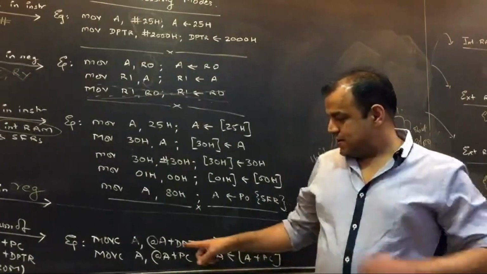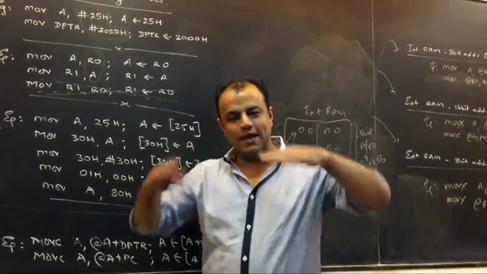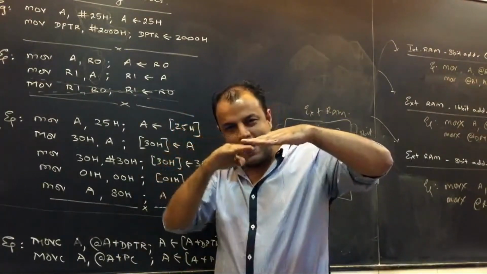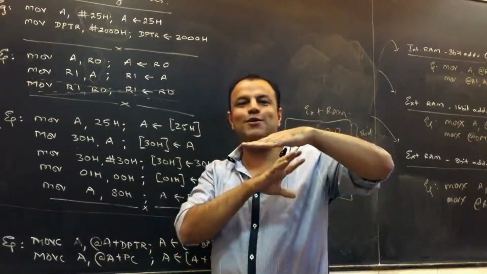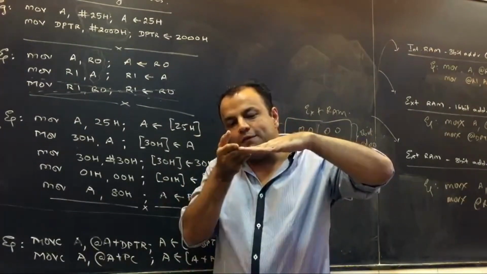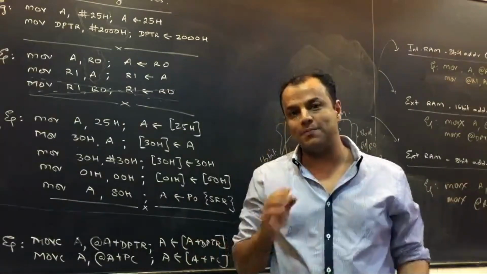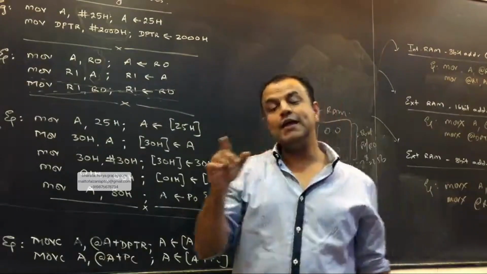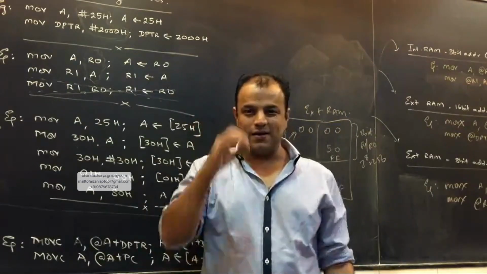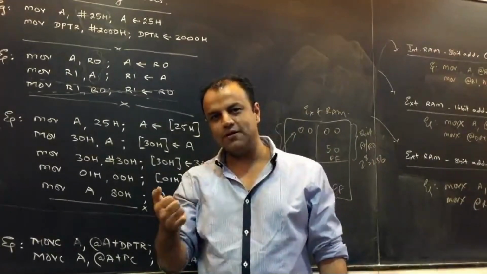When you do A plus DPTR, you get an address. If the address is 1000 and more, it will work on external ROM, because 1000 and more has to be external ROM. If the address is less than 1000, then depending upon the signal EA bar, please watch the videos before this, if EA bar is 0, it will work on external ROM. If EA bar is 1, it will work on internal ROM.